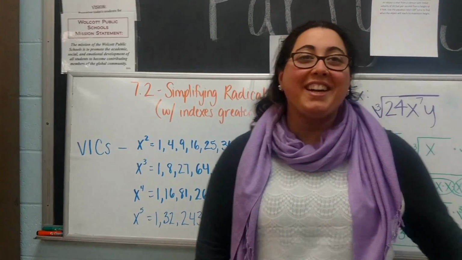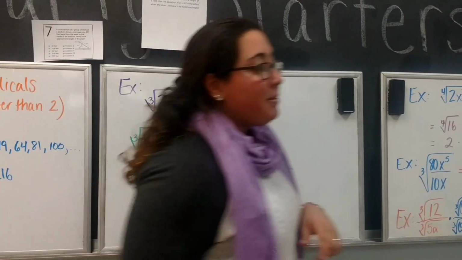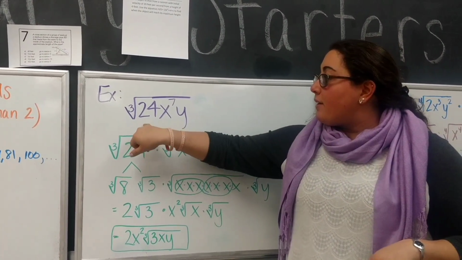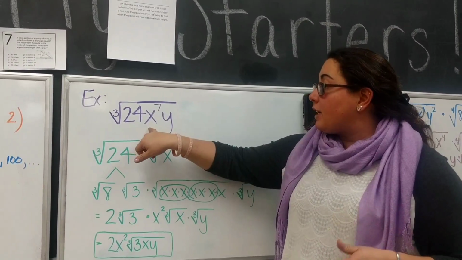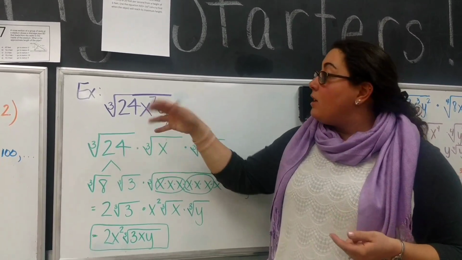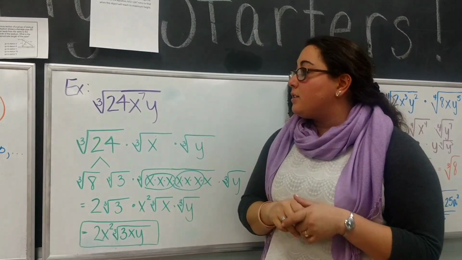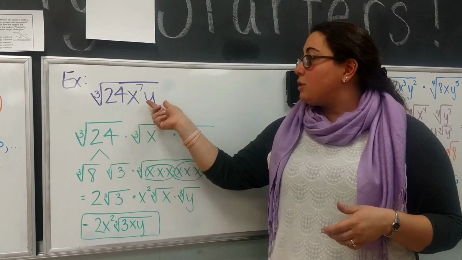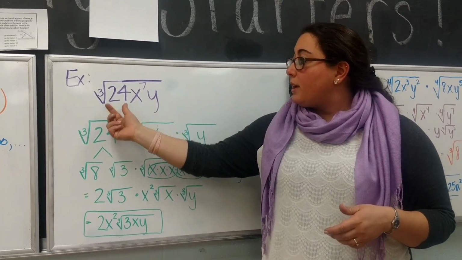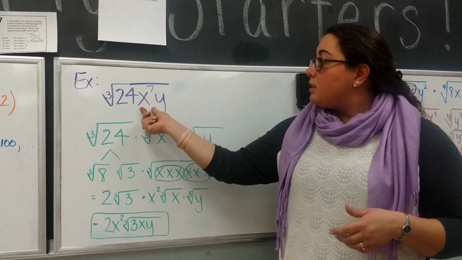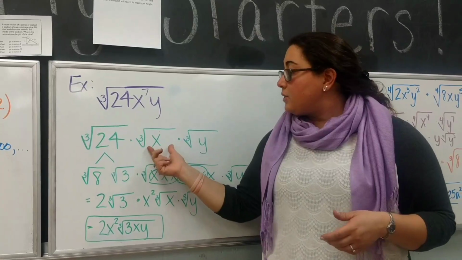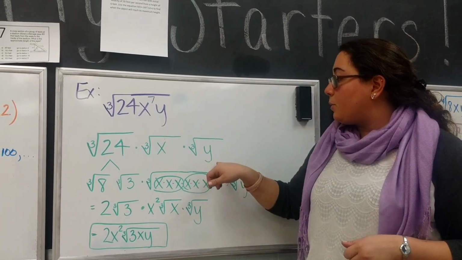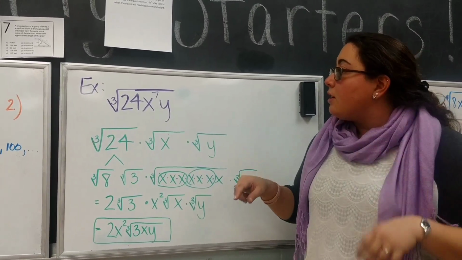So when simplifying cube roots, notice that you have a constant, you have a variable, and you have another variable. This is read as the cube root of 24x to the 7th times y. We're going to break these apart for each piece. So 24 gets its own cube root, x to the 7th has its own cube root, and y has its own cube root.